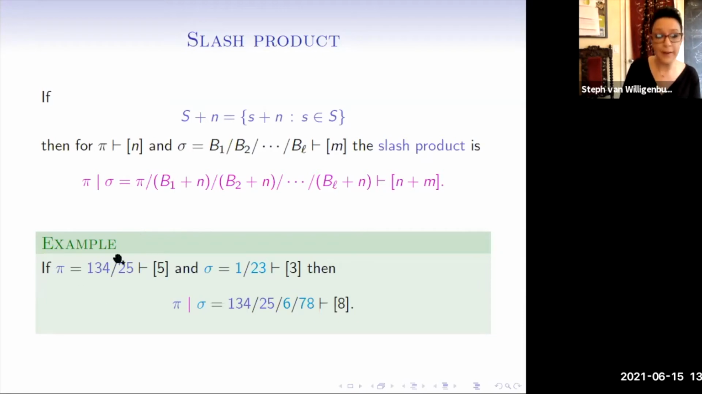So if pi is 13425 and sigma is 123, then their slash product pi slash sigma is going to be, well, we just write down 13425, and then since that's a set partition of 5, we're going to write down 1 plus 5, which is 6, 2 plus 5, which is 7, and 3 plus 5, which is 8. And that's going to be the slash product.